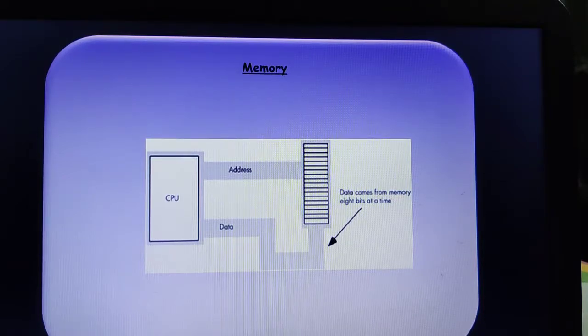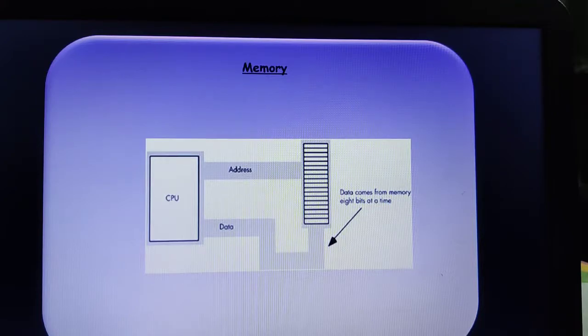Similarly, the width of the address bus is determined by the number of memory locations that the computer can have. If our computer system has a 16-bit address bus, then how many memory locations can I have? That means 2 raised to 16 bytes. When you calculate 2 raised to 16, I can address around 65,536 different memory locations, and I can transfer 16 bits of data at a time. I hope you are able to understand.